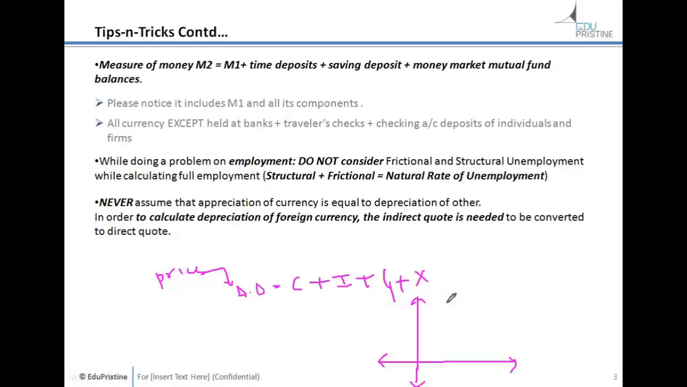How does the short run aggregate supply curve look? This is nothing but my aggregate demand function, and at the intersection of these two is nothing but my equilibrium. So this is my long run aggregate supply curve. So effectively, what is aggregate supply in this case? The amount of goods and services which are produced by the economy.